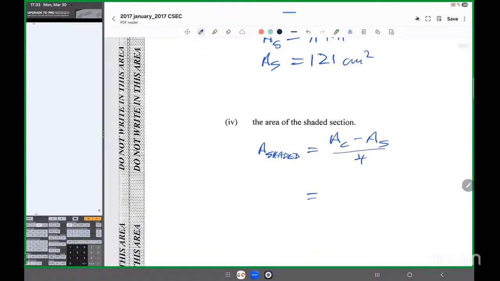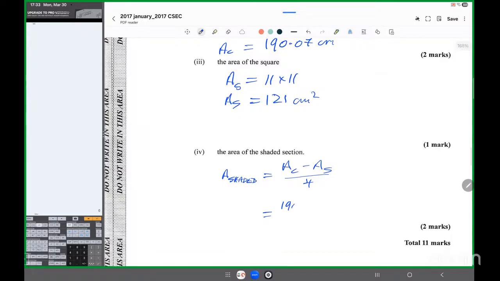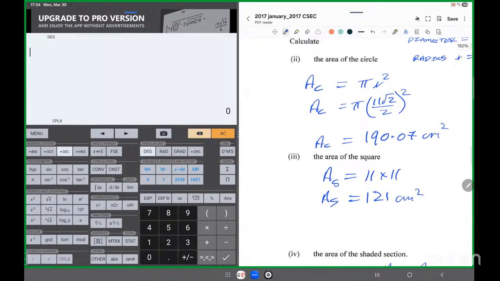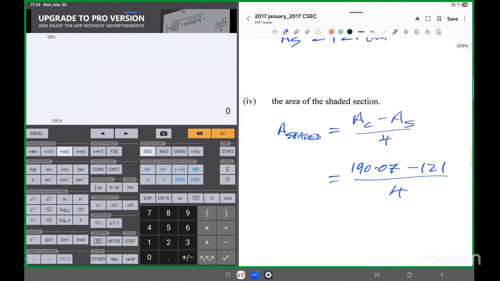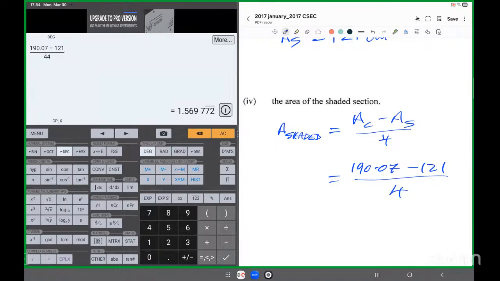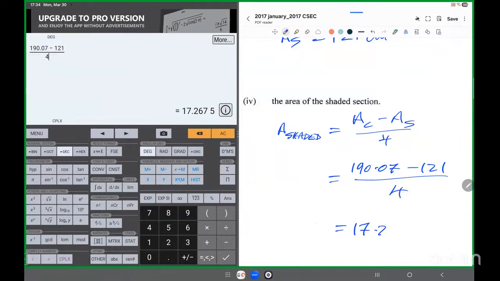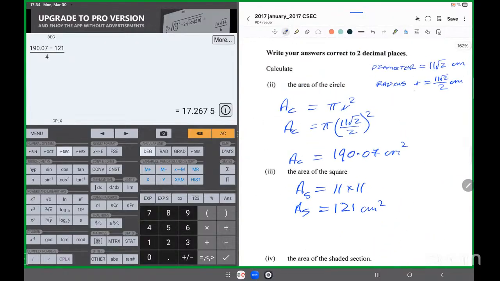So the area of the circle is 190.07, and the area of the square is 121. That gives us the area shaded: 190.07 minus 121, divided by 4. We get 17.27 centimeters squared. Let's stick with the two decimal places that they spoke about up here.